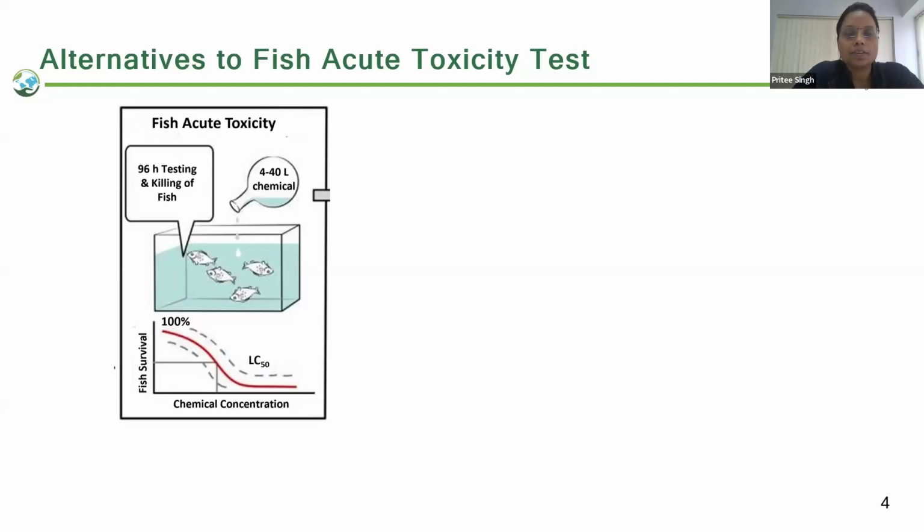Apart from the number of fish, the quantity of test item. Here, a large quantity of test item is utilized. In the fish acute toxicity study, the test solution is prepared based on the body weight and length of the fish. So, according to the species, there is some variation. So, around 40 liters of test solution are prepared. So, this large volume of test solution is prepared. Accordingly, the quantity of test item is also requested. Then the duration of study.